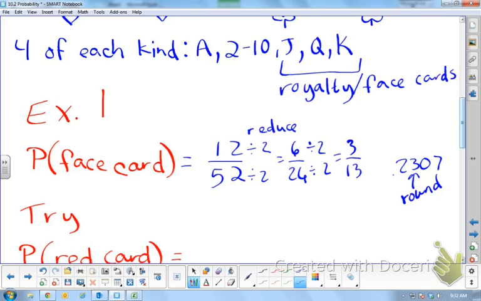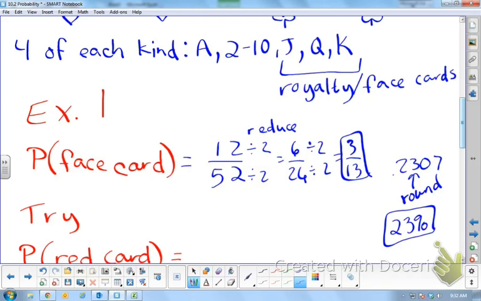So, if we want the 3 to be the one we're rounding, we look at the number after. If that number is 0 through 4, we don't change it. If it's 5 through 9, we would change the 3 to a 4. So we get 23% because we don't need to change this. So these are the 2 answers I'm looking for, the percentage and the reduced fraction.